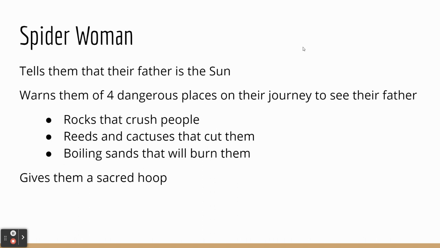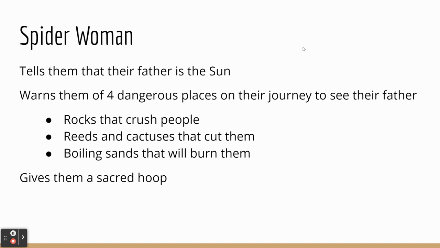And she warns them of all the dangerous places they're going to go as they're on their way to see their father. That there will be rocks that can crush people. There will be reeds and cactuses that are so sharp that they will cut them. And there will be these boiling sands that will burn them. And she gives them a sacred hoop. And sacred hoops become a part of this novel. Remember that the novel takes elements of Navajo tradition and blends them in to the story. Sacred hoops become part of that.